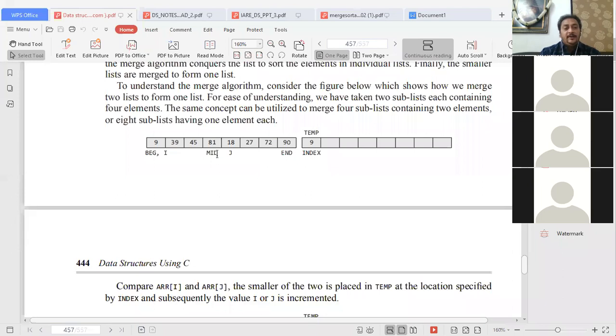How to find the mid? How do we calculate mid? Mid is nothing but the last element of the first subarray A1, and j is the first element position in the second subarray, that is A2. Is it clear until here?